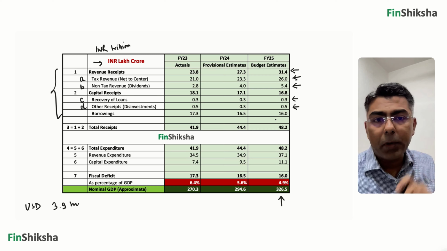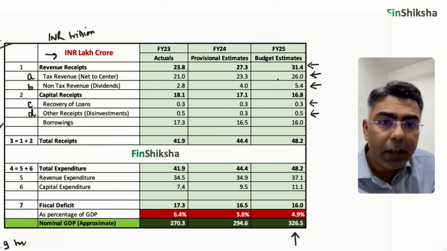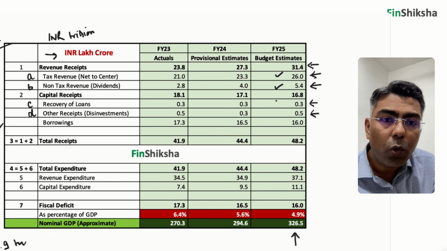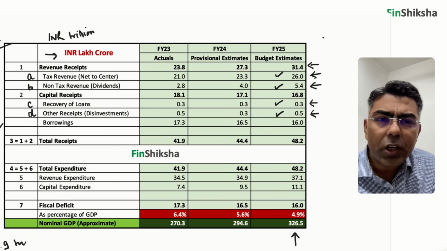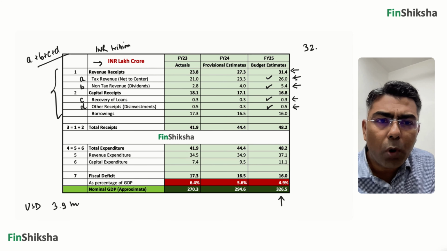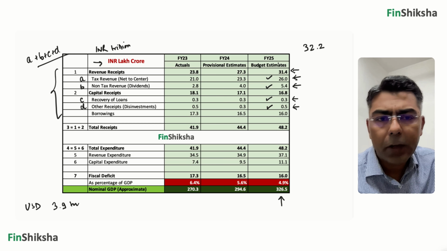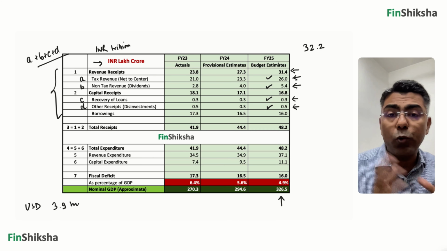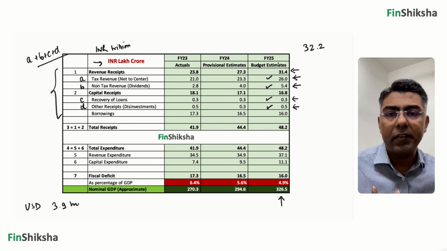So we'll add 4 numbers. Adding these 4 numbers will be A plus B plus C plus D. So you're adding 26, 5.4, 0.3, 0.5. If you add these, you'll probably reach a number of 32.2 trillion. 31.4 plus 0.3 plus 0.5. Correct? 32.2 trillion is your receipt. This is what the government is receiving.